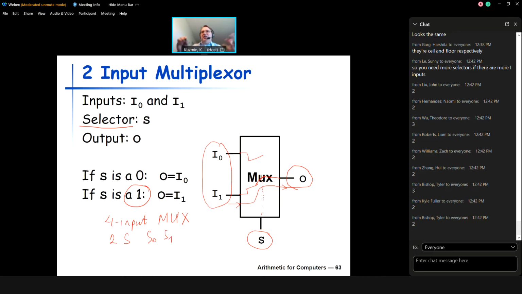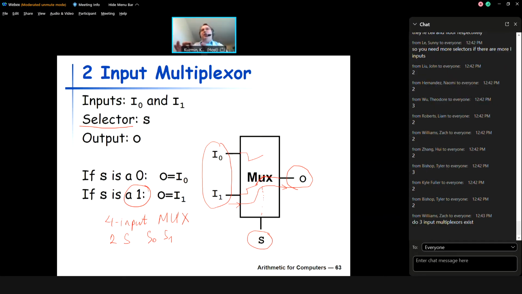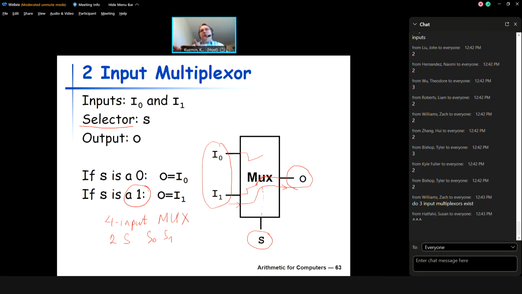And now you can see the analogy, well, not the analogy, but the contrast between the decoder and the multiplexer. For the decoder, the number of outputs is 2 to the power of the number of inputs. It's the exponent. With the multiplexer, it's the logarithm, right? So we have the logarithm number of S inputs, selector bits, compared to the number of inputs. Yes, 3-input multiplexers exist because they are actually 4-input multiplexers.